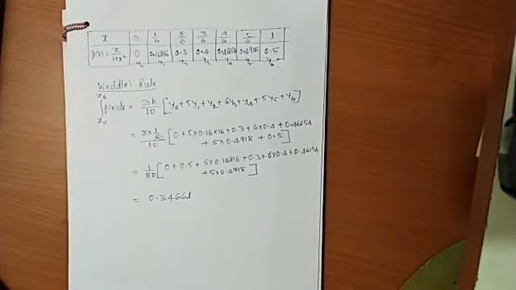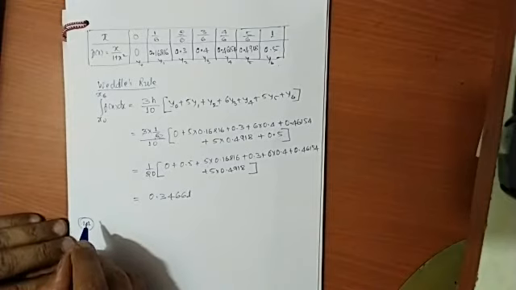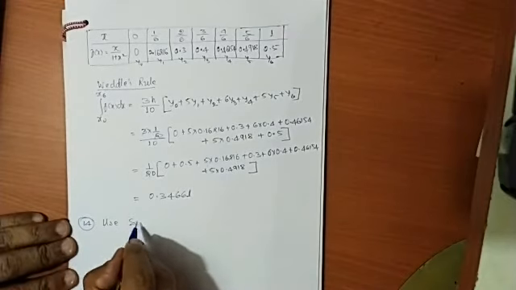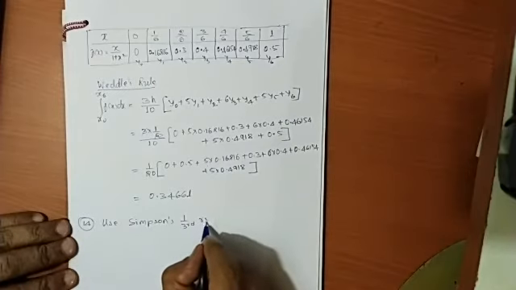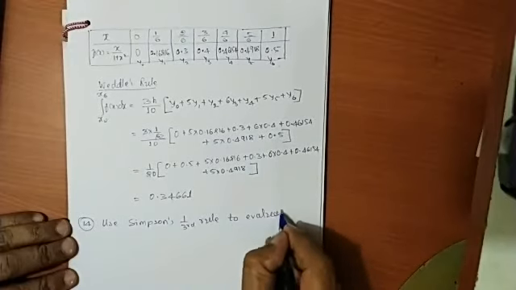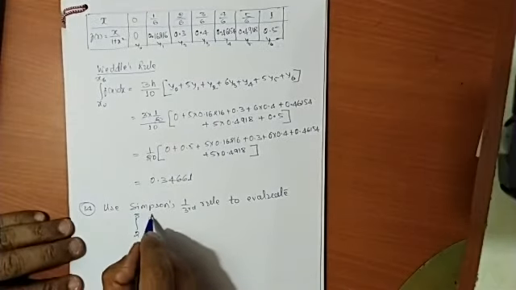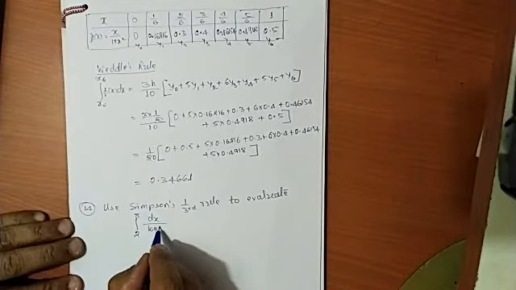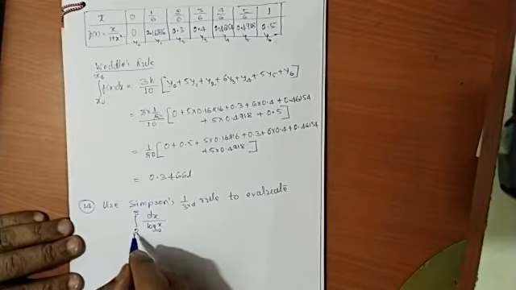Now I consider one more example using Simpson's 3/8 rule. I have not used Simpson's 3/8 rule now. So I consider the 14th example. The 14th example says use Simpson's one-third rule to evaluate the integration from 2 to 8 of dx over log of x to the base 10.